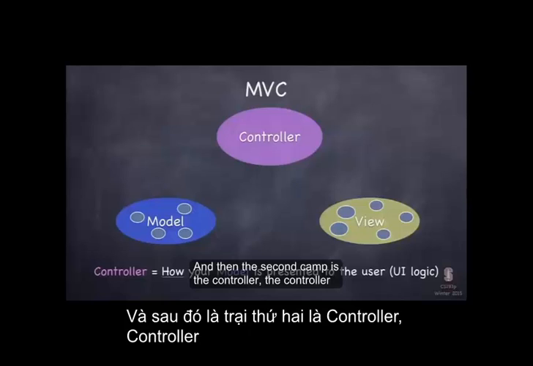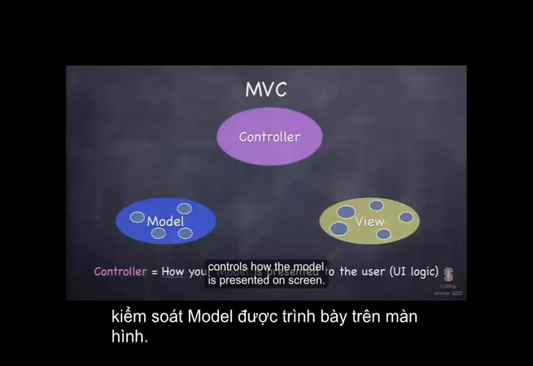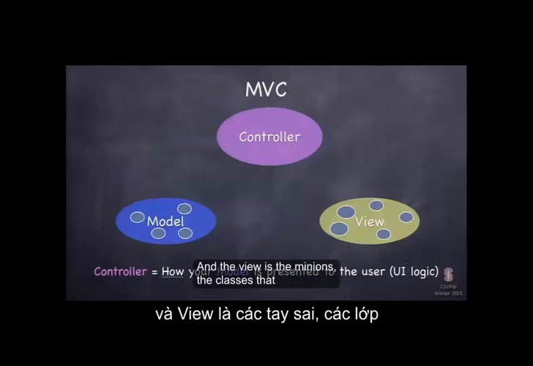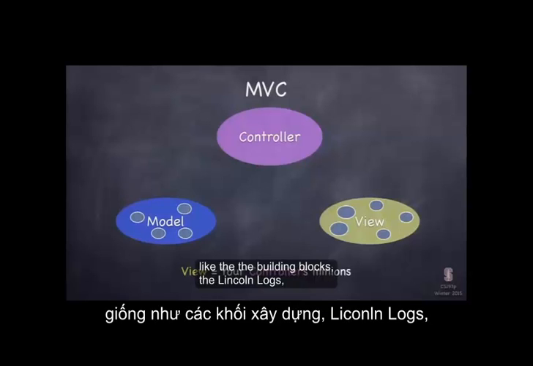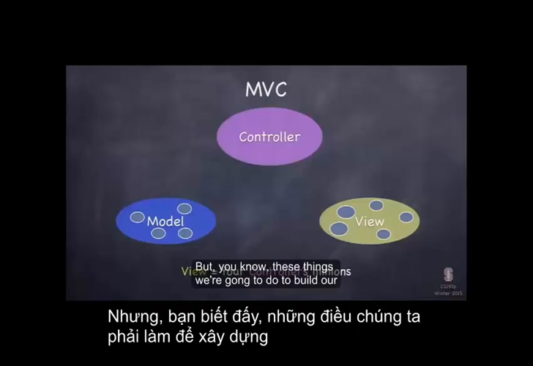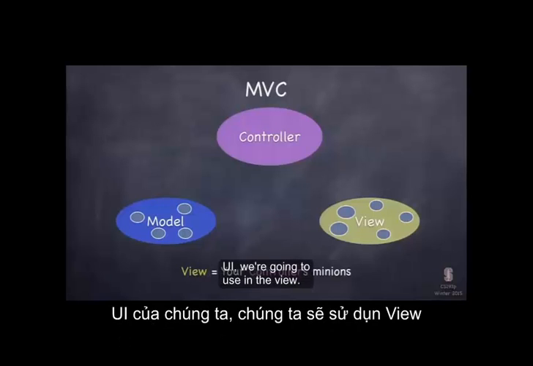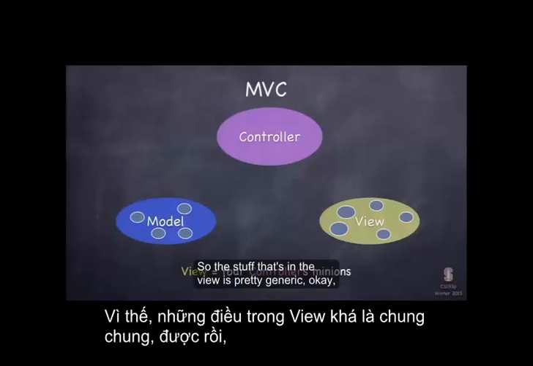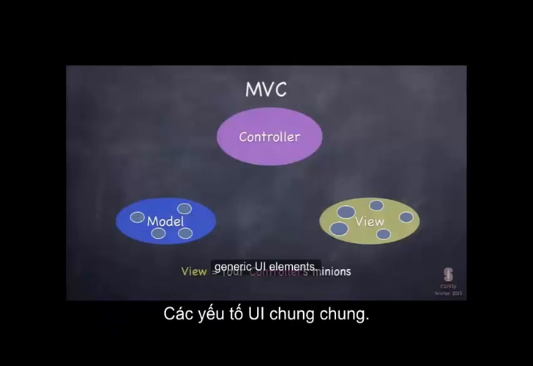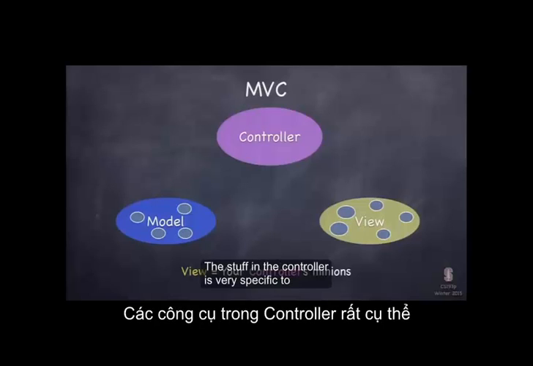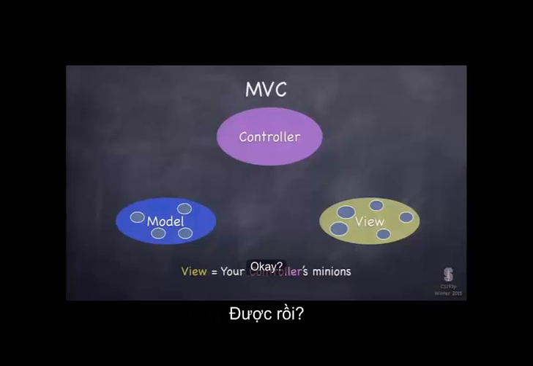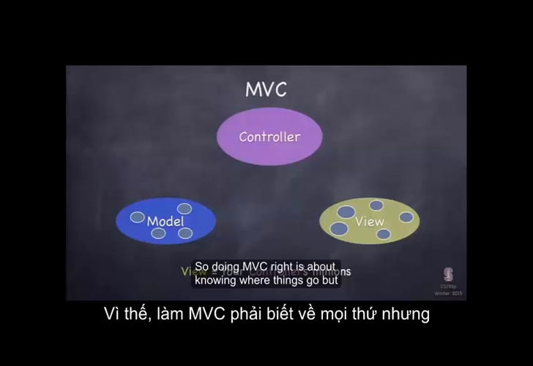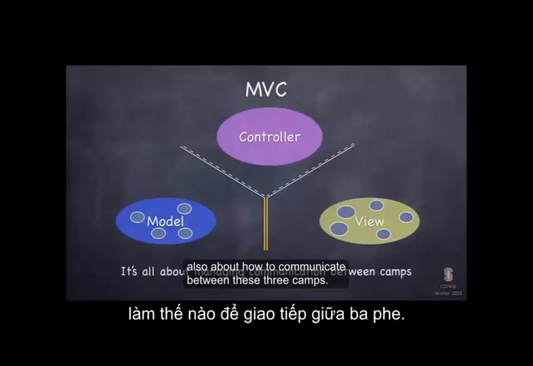And then the second camp is the controller. The controller controls how the model is presented on screen. And the view is the minions, the classes that the controller is going to use, kind of like the building blocks, the Lincoln Logs. I don't know, maybe that's before all of your time, but the things we're going to use to build our UI, we're going to use in the view. So the stuff in the view is pretty generic, okay, generic UI elements. The stuff in the controller is very specific to how your UI works, and the stuff in the model is completely independent of how your UI works, okay? So doing MVC right is about knowing where things go, but also about how to communicate between these three camps.